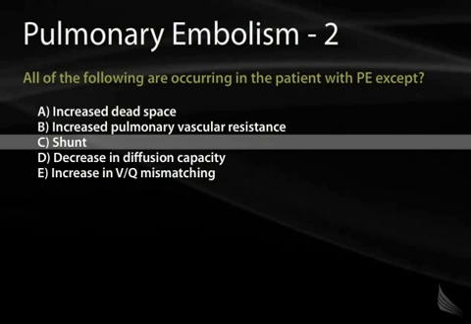D, we would expect pulmonary embolism to cause a decrease in diffusion capacity because it's decreasing the surface area for gas exchange. And we would expect pulmonary embolism to cause an increase in the VQ mismatching. That's how pulmonary embolism causes hypoxia. Once again, the correct answer is C.